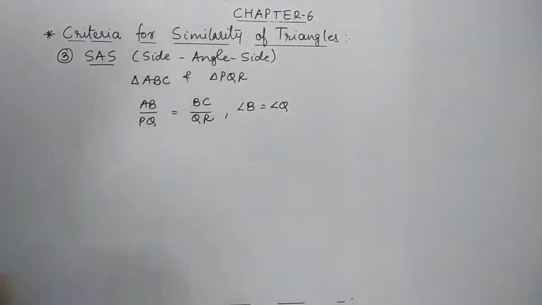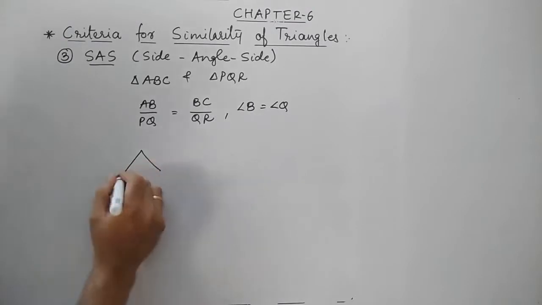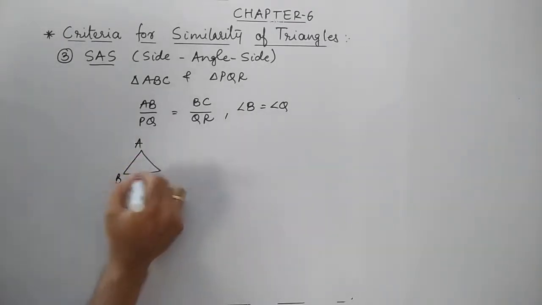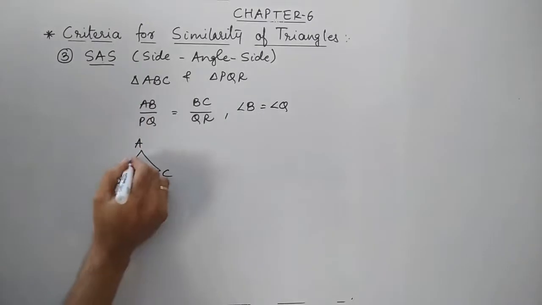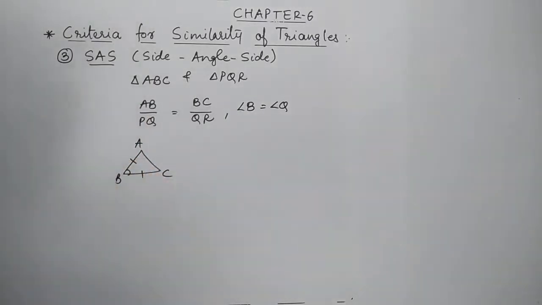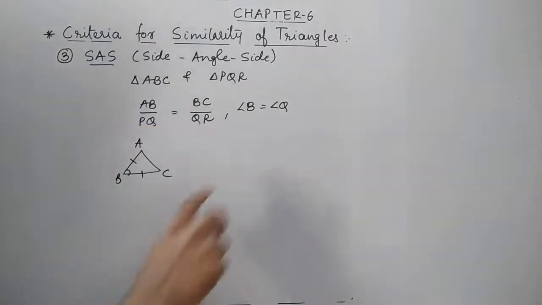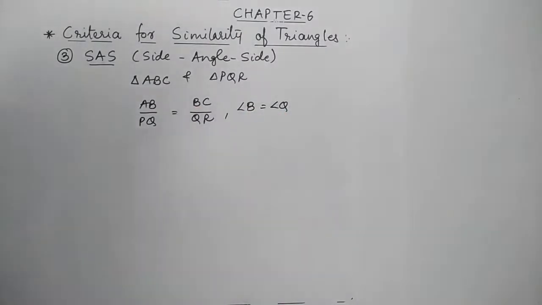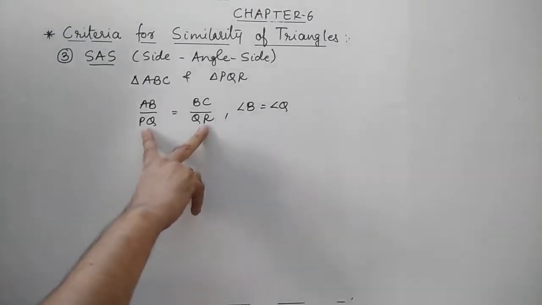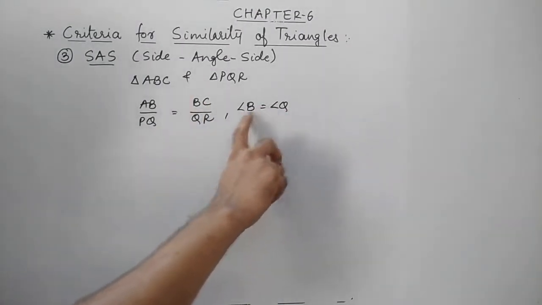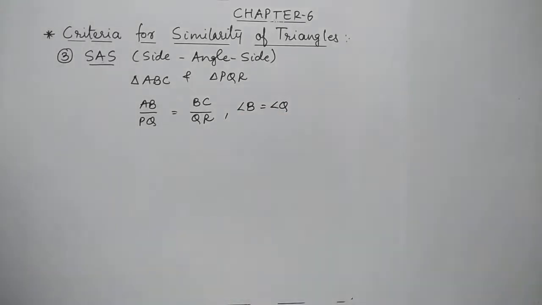Included किसको बोलेंगे? Suppose for triangle ABC, if I draw here, which are the two sides? AB and BC. This is called the included angle, which is common in both the sides. The same way in PQ and QR, Q is the included angle. So we can say yes, whenever this exists, that means two sides of one triangle are in the same proportion and the included angle is equal. So we can say that these two triangles are similar by using this criteria called side angle side.